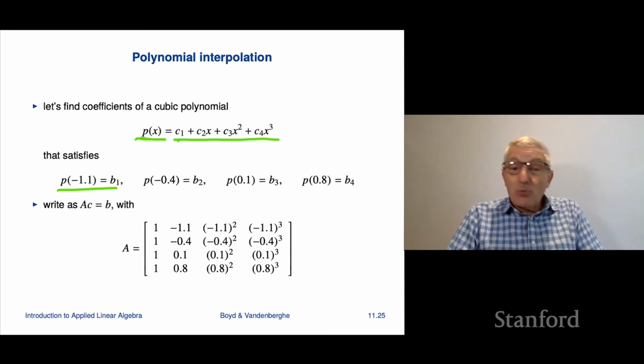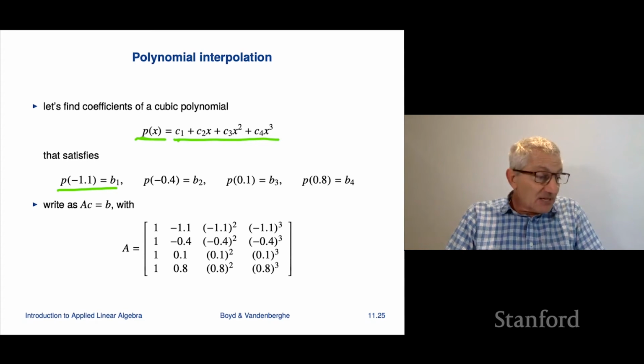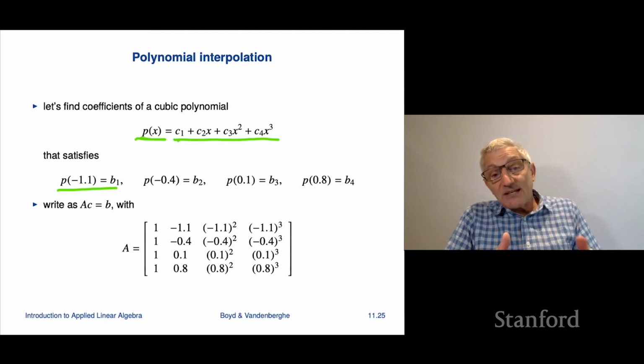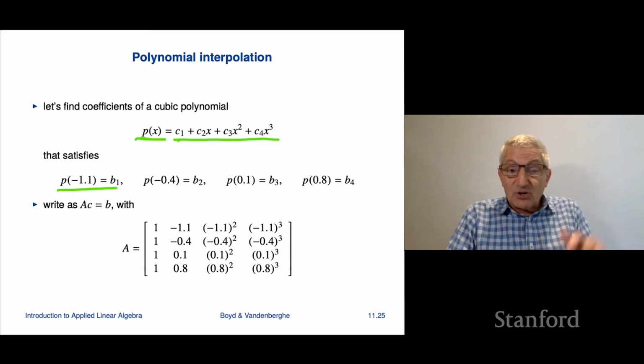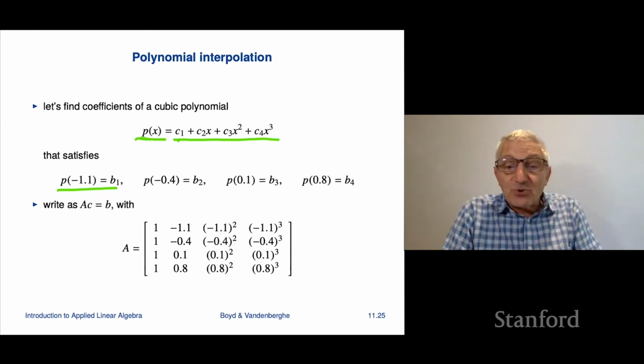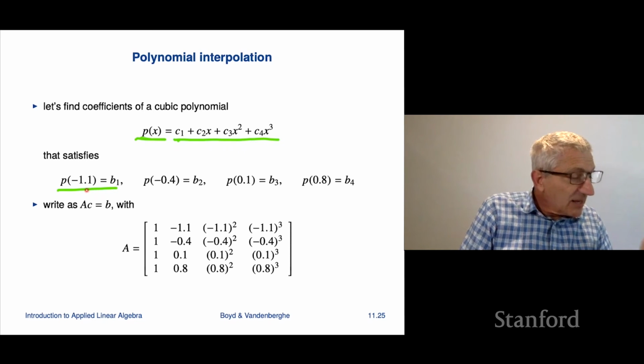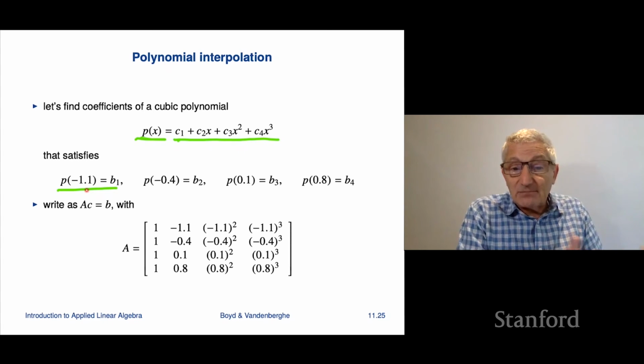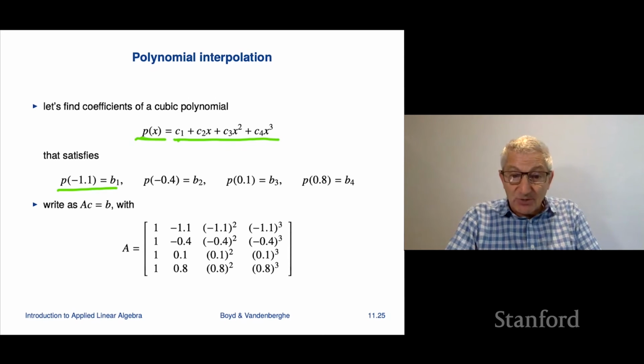Okay? And by the way, this is called polynomial interpolation because what it means is you want the plot of the polynomial, the curve of the polynomial, when you draw it, to go through specific points. So it should go through the point minus 1.1 comma b1. Okay, so that's called interpolation, when you go through these interpolation points.